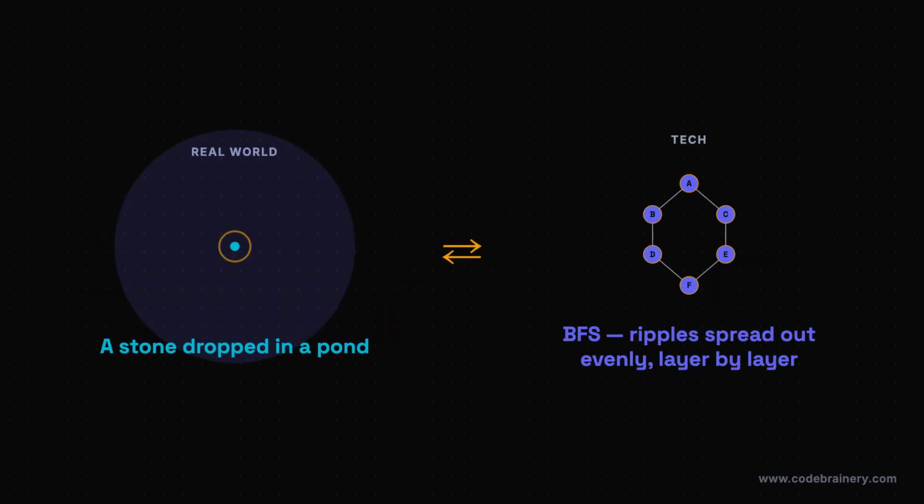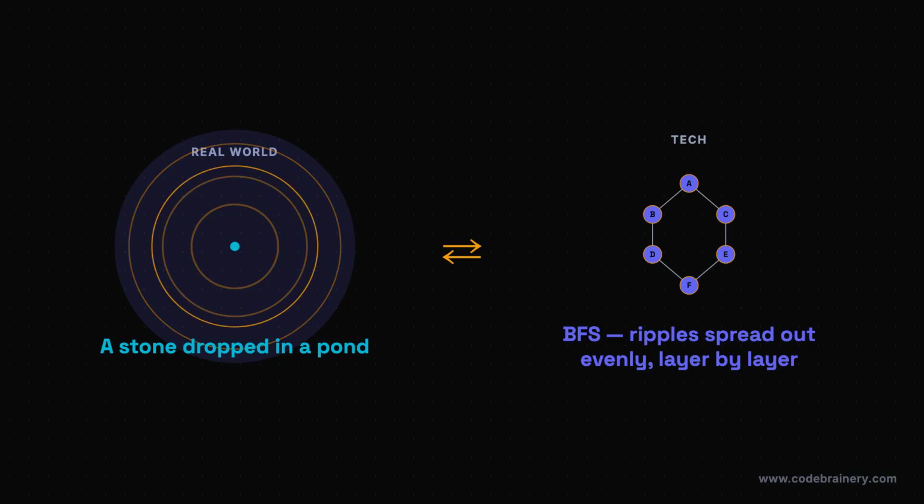Now, for breadth-first search. Picture dropping a stone in a pond. The ripples spread out evenly. Close points first, then farther ones. That, in one image, is breadth first.